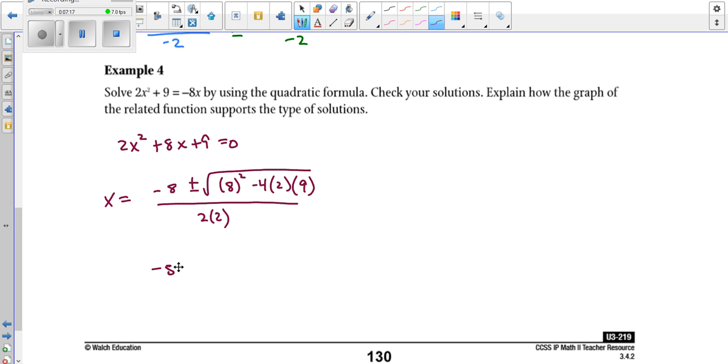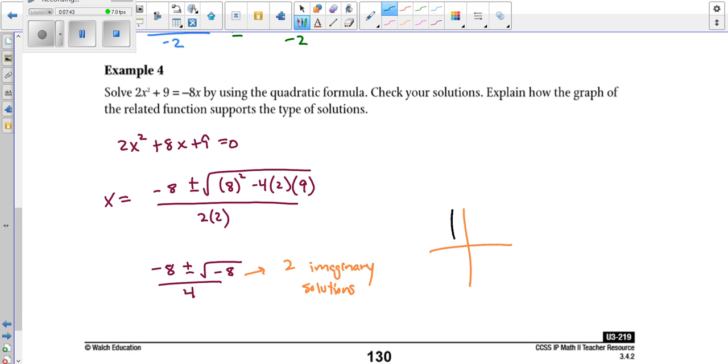Okay, so we get negative 8 plus or minus. Your discriminant is negative 8 all over 4. Again, your discriminant right here is negative, so we can conclude that we're going to have two imaginary solutions. And if we graph this, we know that it would never hit the x-axis. Our a value is positive, so it'll probably look something like this.